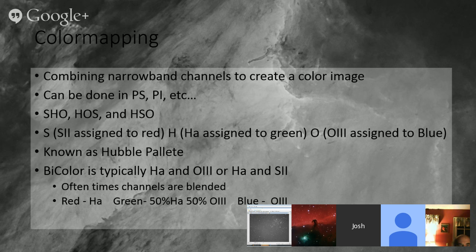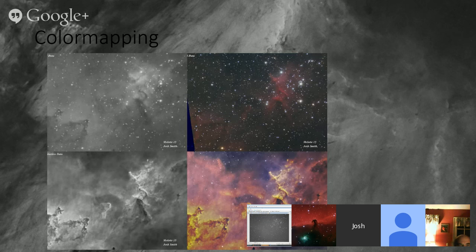So here's a bicolor example where I took a lot of hydrogen alpha data, which is on the bottom left, and a lot of oxygen data, which is in the upper left. And then I took probably maybe 2 hours' worth of RGB data, mostly for the stars, and part of it was because I was just messing around with my camera.